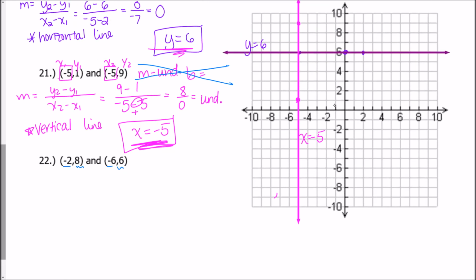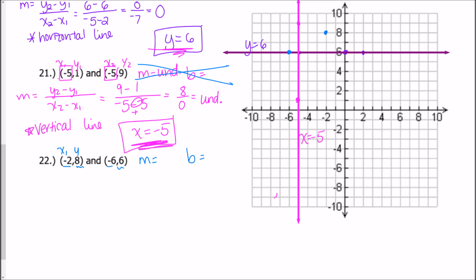To verify it, I'm going to graph out both points. So I'm going to graph out -2, 8. And I'm also going to graph out -6, 6. And I'm going to see when I graph these 2 points out right here, if I were to try to connect the dots right here, there's no way that I would end up getting a vertical or a horizontal line. So I need to calculate what m is, and I need to calculate what b is.